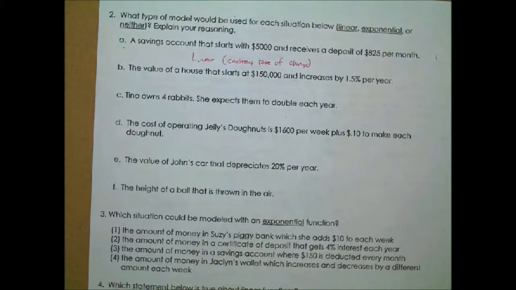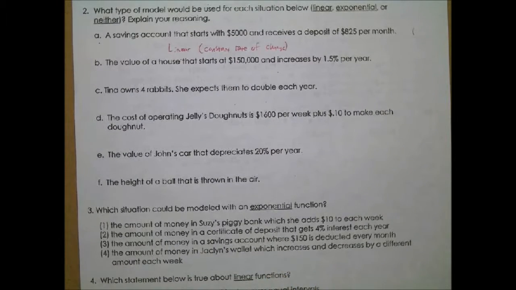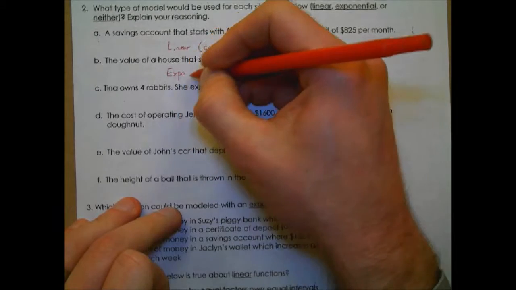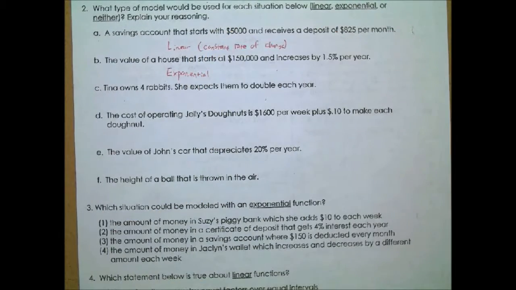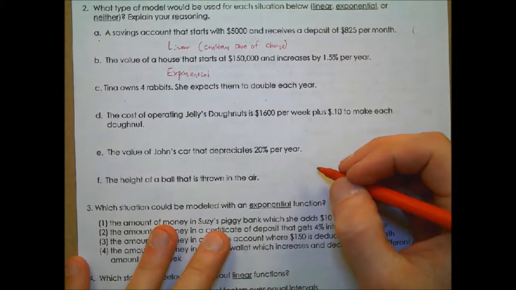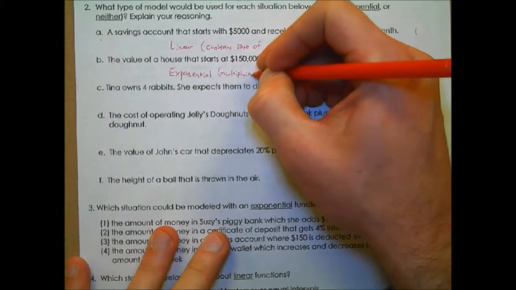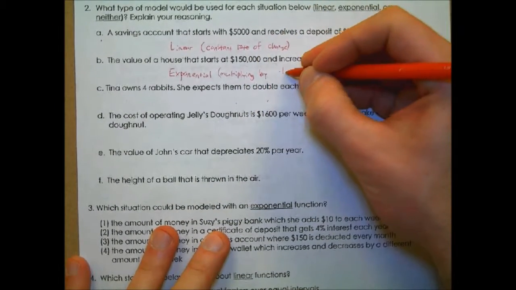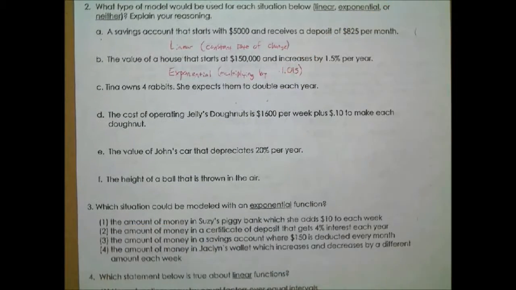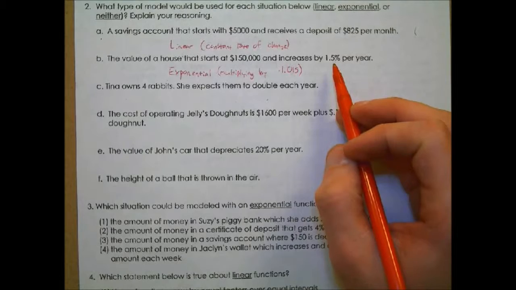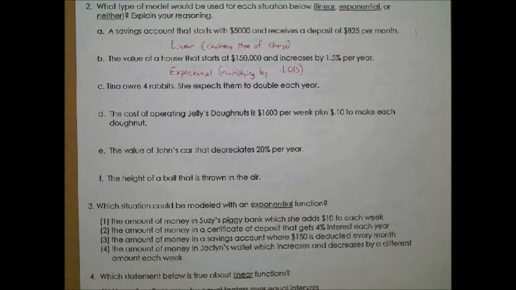Letter B. The value of a house that starts at $150,000 and increases by 1.5% per year. That's going to be exponential. Yeah, we're multiplying by a common ratio here. So, multiplying by a common ratio, you could say there. And we don't have to defend all of these here. 1.015, because that 1.5% is 0.015 as a decimal, added to 1. So anyway, we don't have to defend all these. I just want to do it for you there. Letter C, Tina owns 4 rabbits. She expects them to double each year. Linear or exponential or neither?